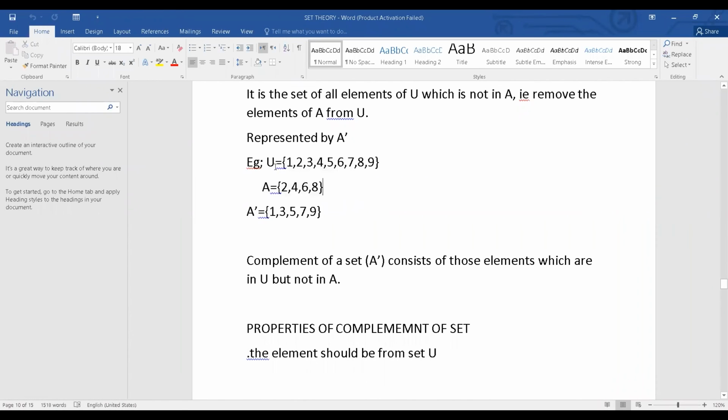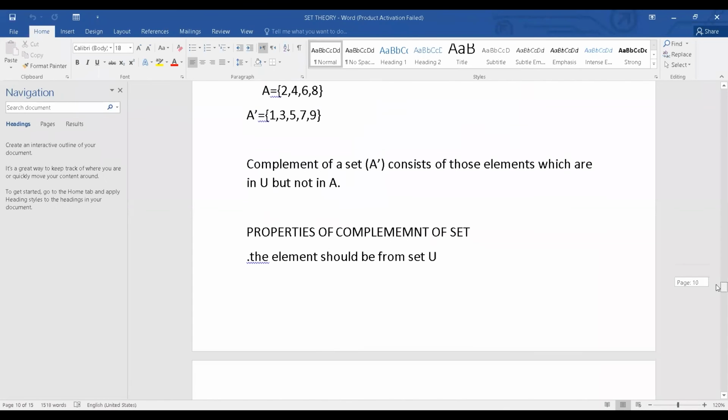Got it? We have set U and we have set A. A is 2, 4, 6, 8. The complement is what we get when we remove this set from U. And it's represented by this symbol, A complement. If it's only A, we know this is the original set. But when it becomes the complement, we write a small quotation mark at the beginning.